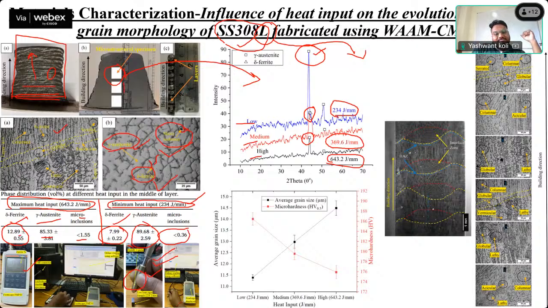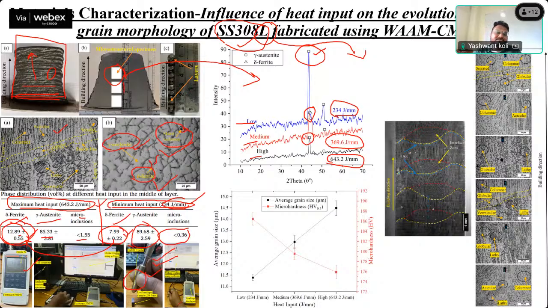So by conducting this ferritoscope test, we have observed that with lower heat input, the delta ferrite is less, and as we are increasing the heat input, the delta ferrite is increasing. So by increasing the heat input, delta ferrite is almost increasing, but this is the maximum point of ferrite readings. Like many researchers have already published, on average it is almost 10 to 12%.